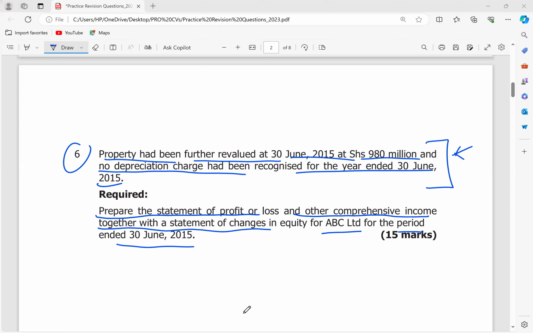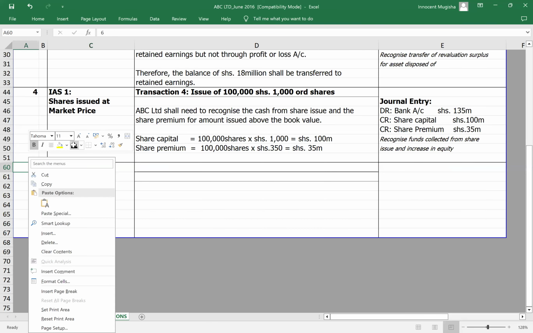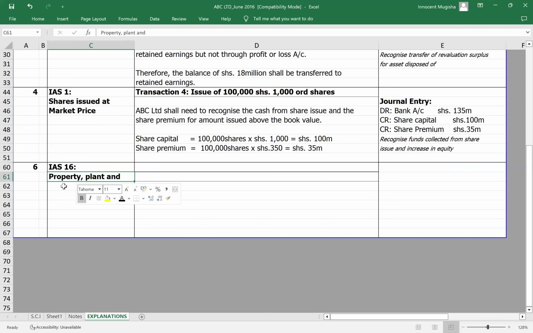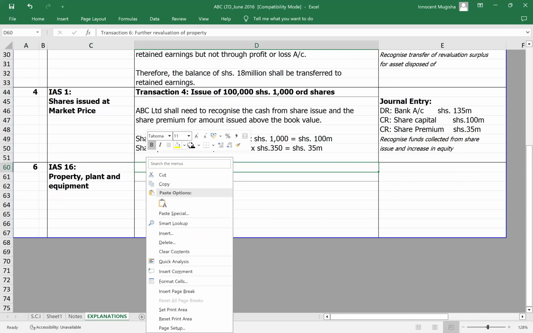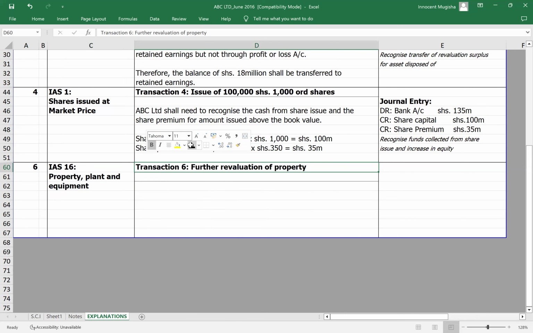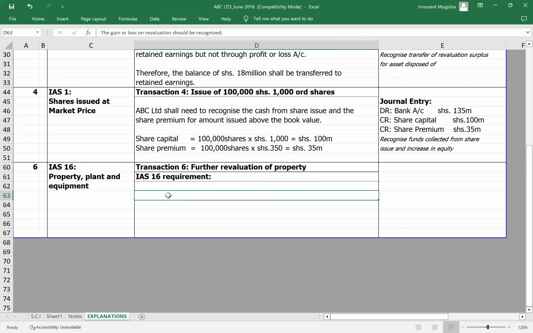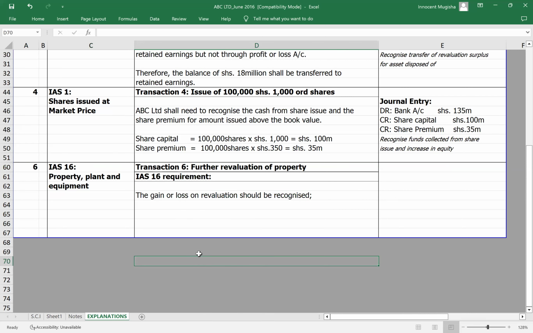So what we are going to do is to pull out the required standard, and I know most of you know which standard I'm going to talk about here. Revaluation is handled under IAS 16, which is property, plant, and equipment. And according to our transaction number 6, we are looking at a further revaluation of property. And according to IAS 16, since there is a further revaluation, we must determine whether we have a gain or loss on revaluation. The gain or loss on revaluation should be recognized.